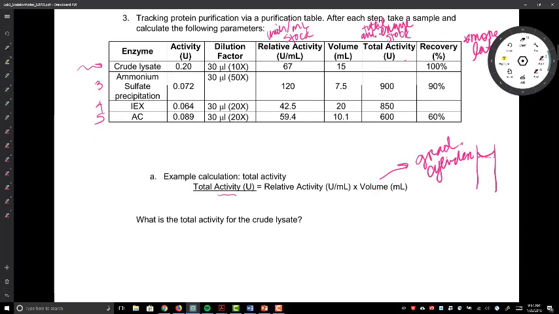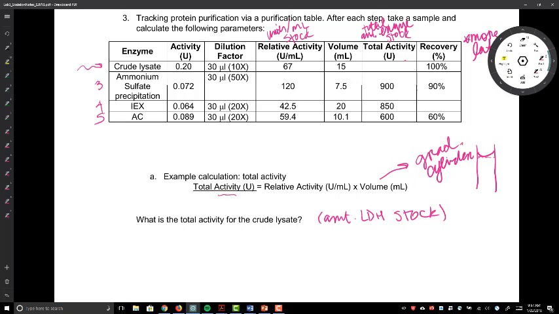What I want you to do to get practice for calculating the total activity, which again gives us the amount of LDH in our stock, so our whole sample, is take a minute and use the relative activity and the volume to calculate the total activity for the crude lysate. Go ahead, pause the video, and then I'll show you how to do the calculation.